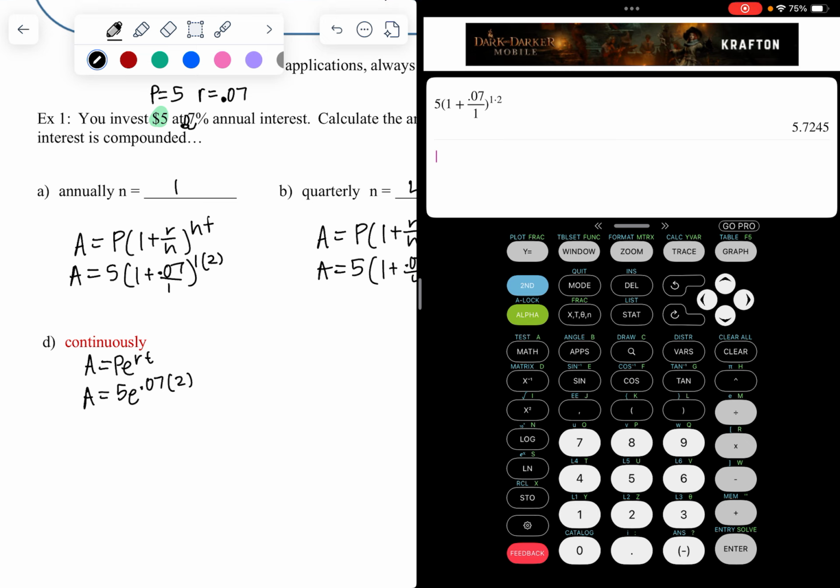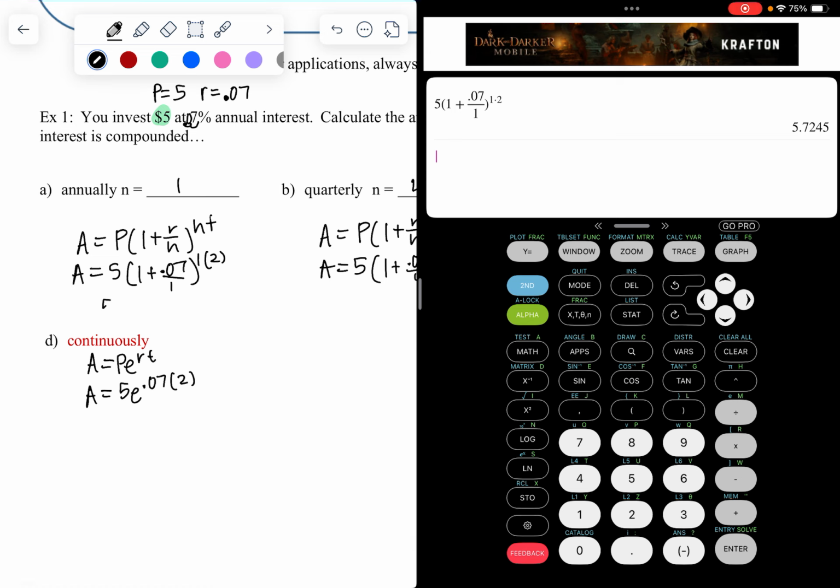And so we get $5.72. And so remember, keep 2 decimal places for these because it's money. So $5.72.